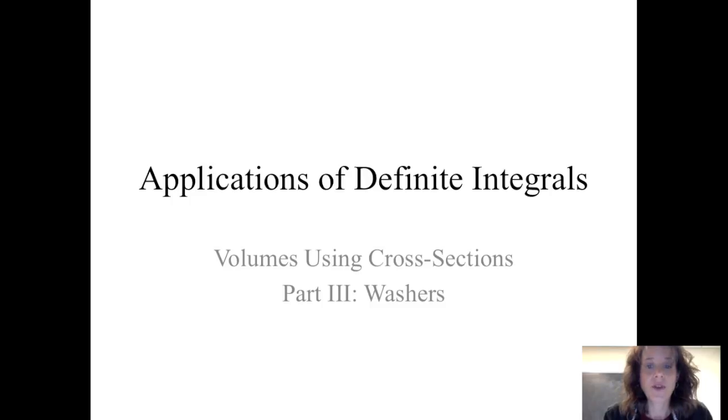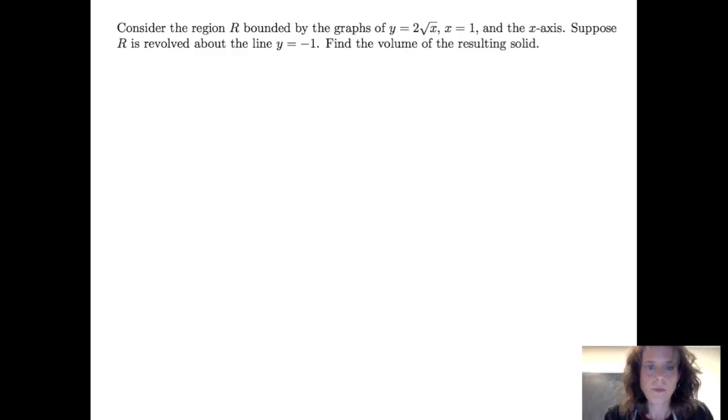In this third and final video involving calculating volumes using cross-sections, we'll consider an example which makes use of the volumes of washers. So in this example, we'll consider the region R bounded by the graphs of y equals 2 times the square root of x, x equals 1, and the x-axis. Suppose R is revolved around the line y equals -1, and find the volume of the resulting solid.